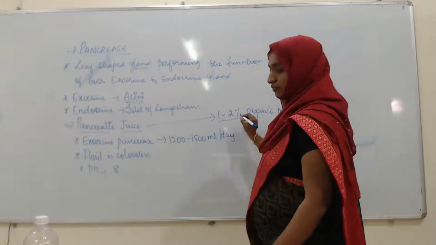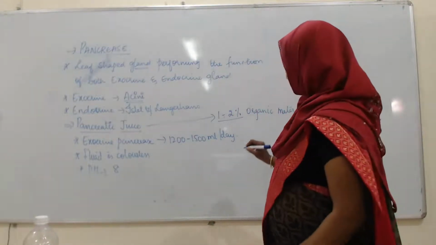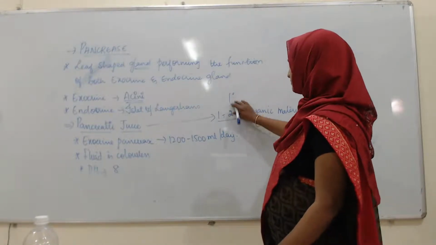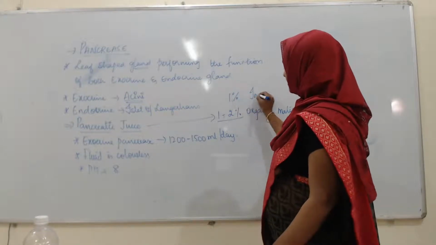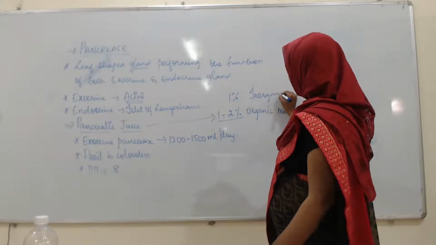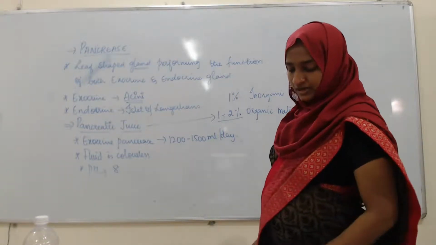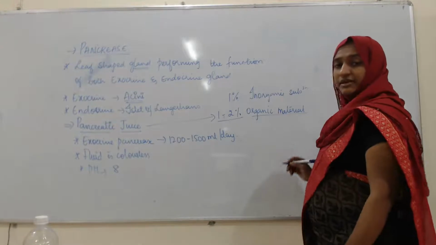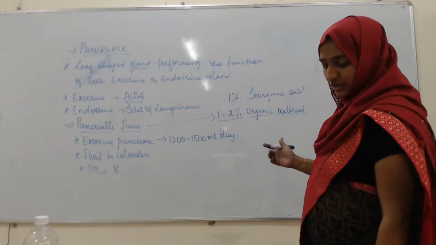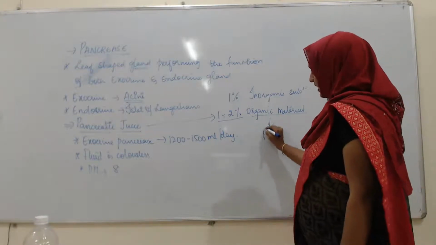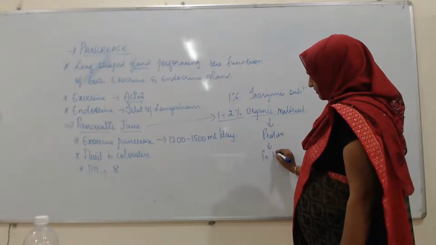What does it contain? 1 to 2% of organic material, and 1% constitutes the inorganic substance. Okay, whatever the organic material, it will be secreted in the pancreatic juice. It will be the proteins, and those proteins are in the form of enzymes.